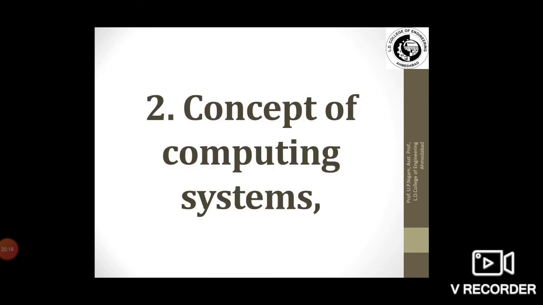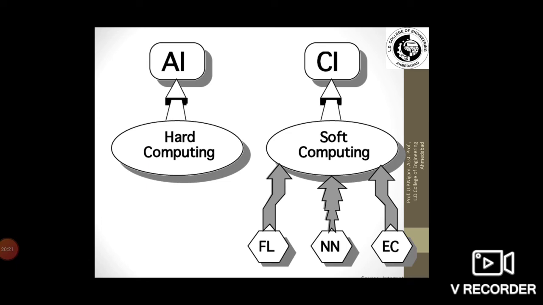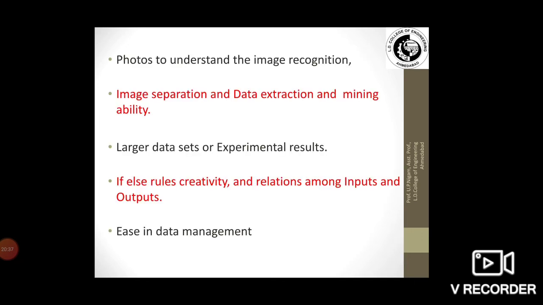So what is the concept of the computing system? So artificial intelligence and the conventional intelligence are there. All right. So soft computing, that is computational intelligence, is there. There is fuzzy logic, neural network, evolutionary algorithms, and artificial intelligence, hard computing is also there. So that we will discuss. These are the few key features that can be used. For example, photos to understand image recognition, image separation, larger data sets or experimental results, if-else rules, creativity, and ease in data management. The last three things are useful to us.